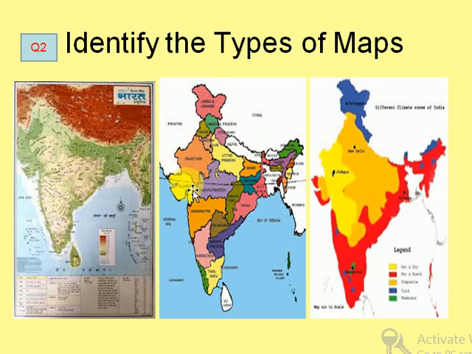We have already learned about the 3 types of map. Now here is a question for you. Identify the types of maps. I hope you must have answered it if you have seen the previous module.